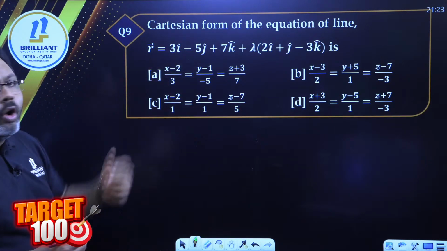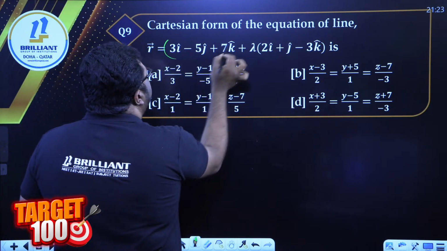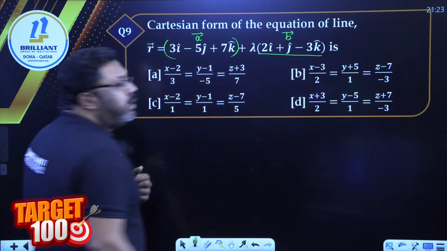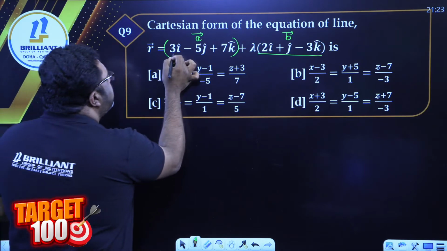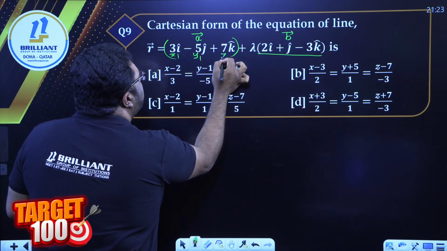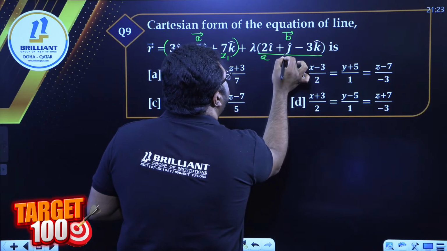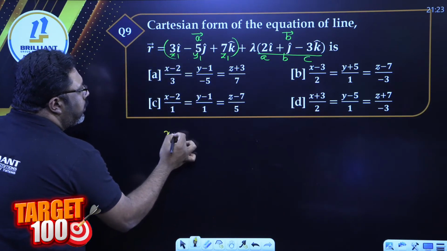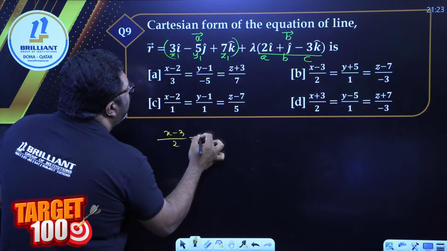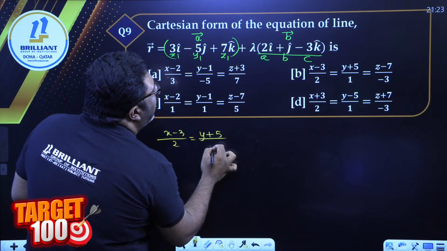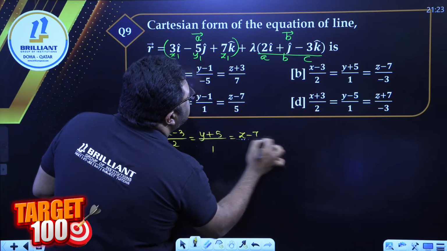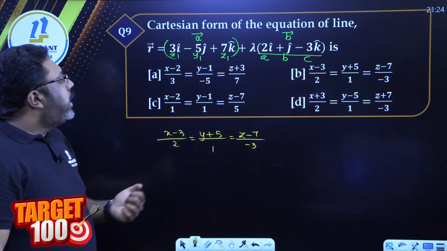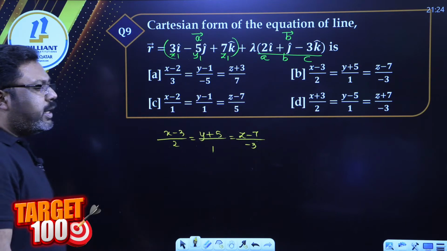What is the Cartesian form of the line which has this vector equation? So this is your A vector, the point, and this is your B vector, the parallel vector with direction ratios. So the Cartesian form, this is x1, this is y1, this is z1, and this is the direction ratios A, B and C. If I write the Cartesian form, it's going to be x minus 3 by 2, y plus 5 by 1, and z minus 7 by minus 3. Which option matches this? Yes? X minus 3 by 2, y plus 5 by 1, z minus 7 by minus 3.